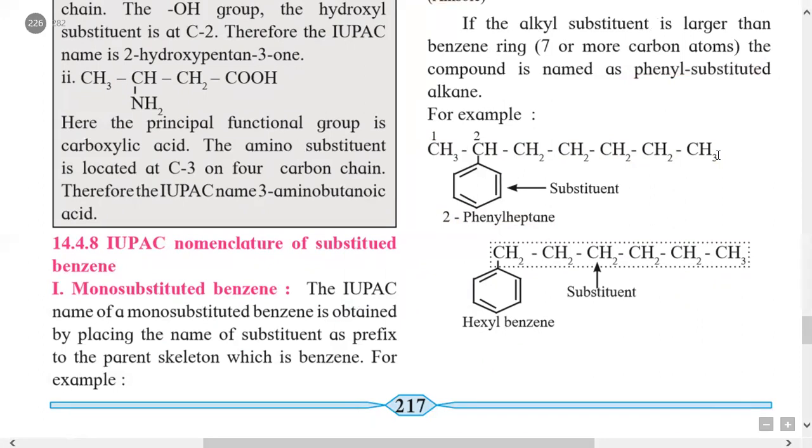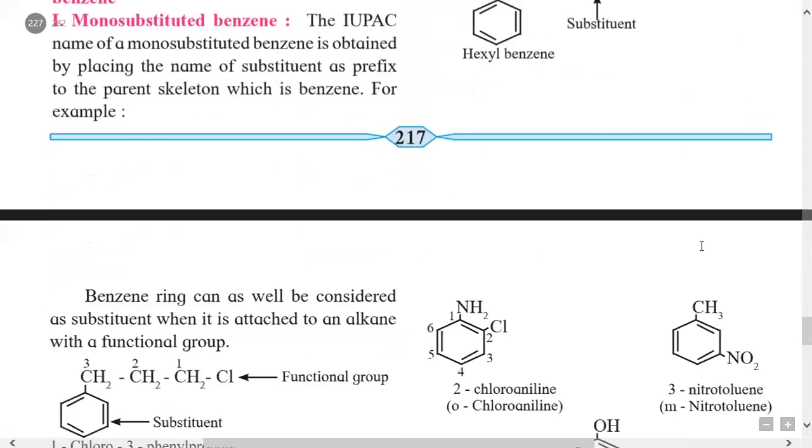Here there are 1, 2, 3, 4, 5, 6 carbon atoms present, and in the benzene ring also there are 6 carbon atoms present. If 6 or fewer carbon atoms are present in the chain, then benzene is considered the parent organic compound. Here the benzene is the parent, and this 6 carbon long chain is called a hexyl alkyl group and the name given is hexyl benzene.